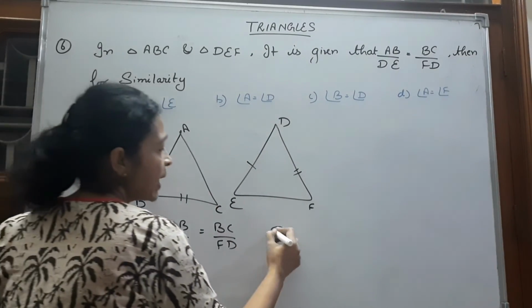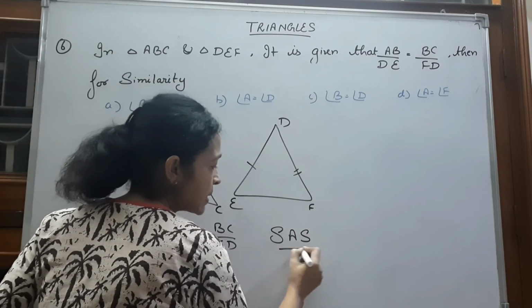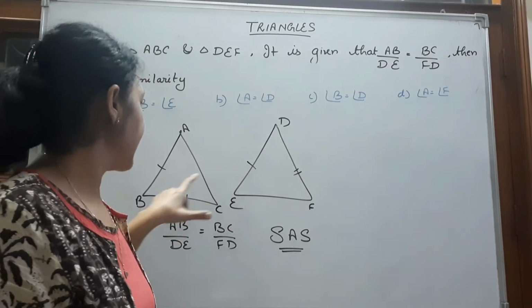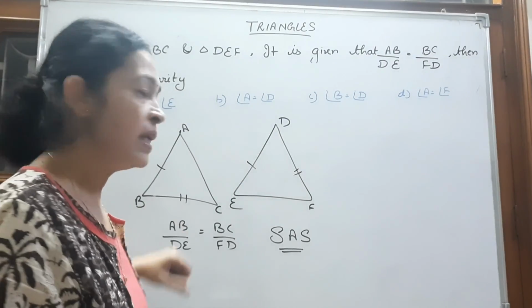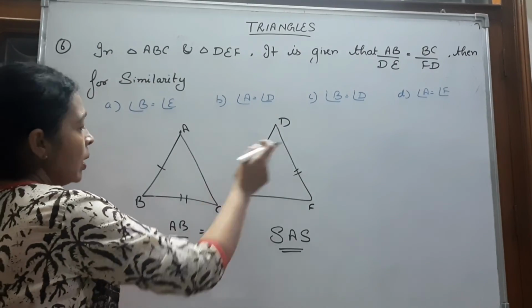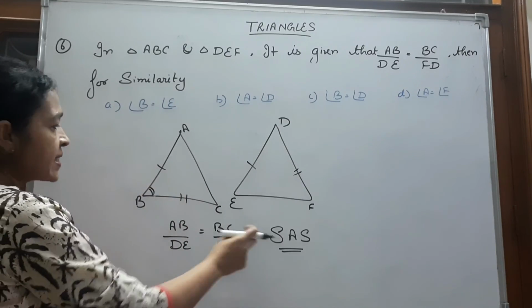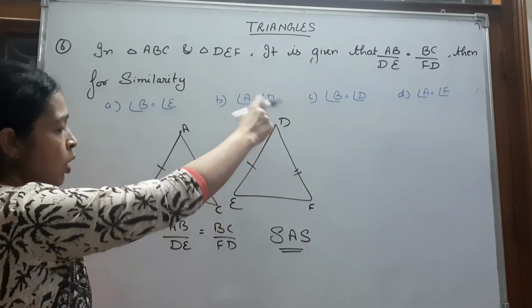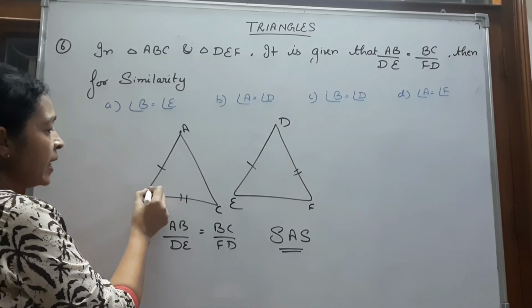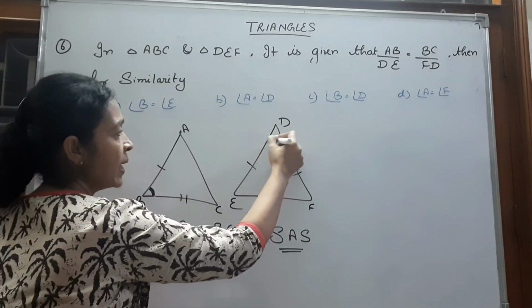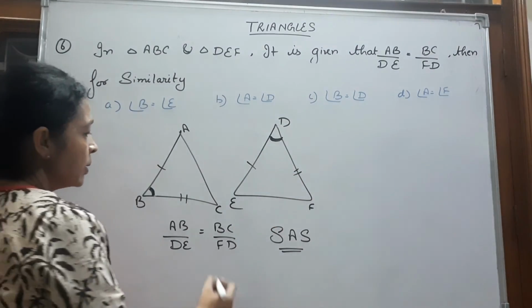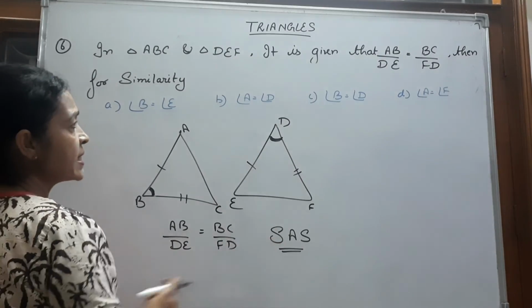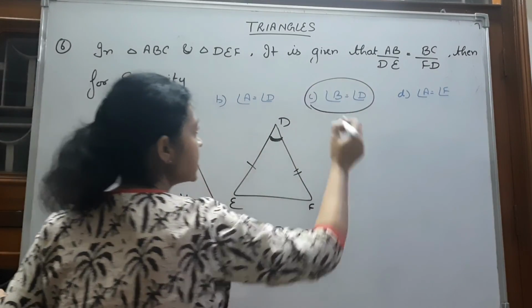So, for criteria SAS, what is criteria SAS? Two sides are proportionate and the angle between these two sides must be equal. So, as per SAS criteria, when AB upon DE equals BC upon FD, then angle B must be equal to angle D. Then triangles will be similar by which criteria? SAS. So which option? Option C is correct.